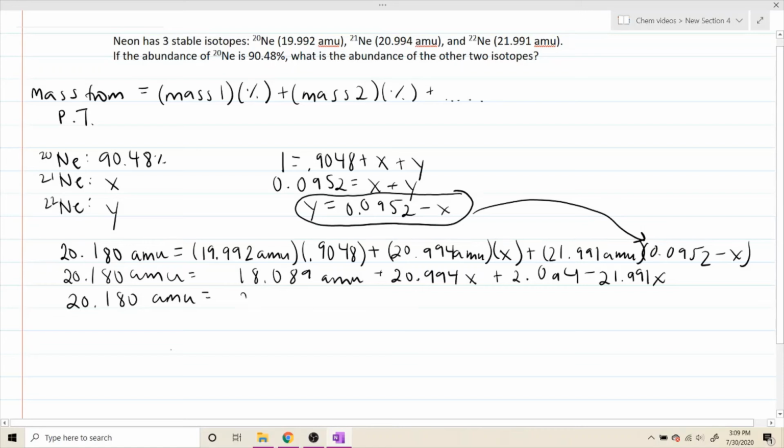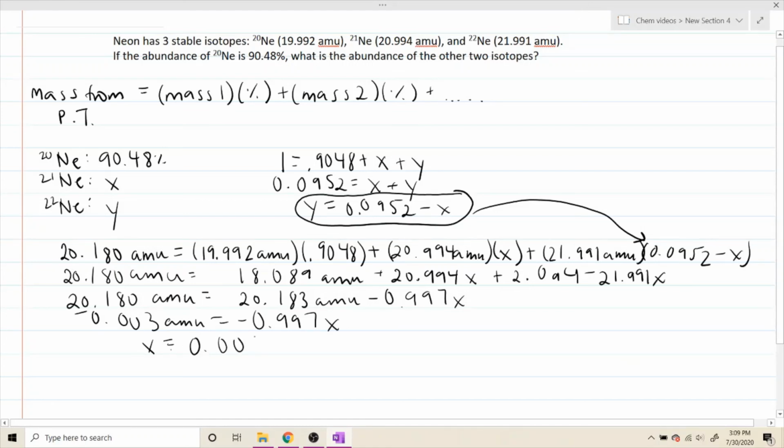And so you get 20.183 minus 0.997x. Then just subtract the 20.183 over, and you get negative 0.003 equal to negative 0.997x. Then dividing both sides by negative 0.997, you get x equal to 0.003.